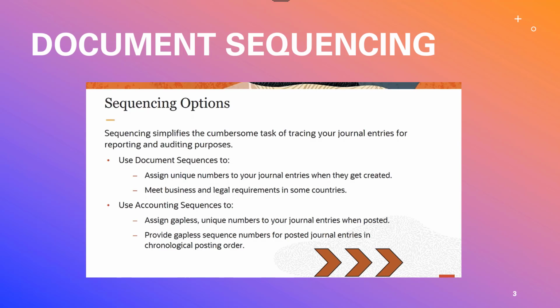Then we have accounting sequences. These are used to assign gapless unique numbers to your journal entries when they are posted. You can also have those numbers for posted journal entries in chronological posting order, so it can take the dates into account when it's posting those journals.